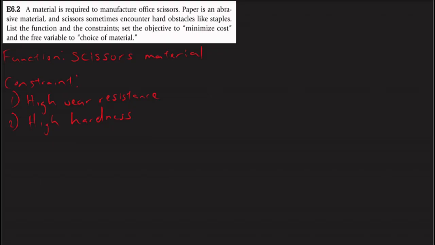Most materials that are hard are usually brittle. But if the material is hard and brittle, it will break very easily. So we want a material that is hard and also ductile at the same time. That is measured in terms of toughness. A hard and ductile material is called a tough material. So we need high toughness. 3, high toughness.